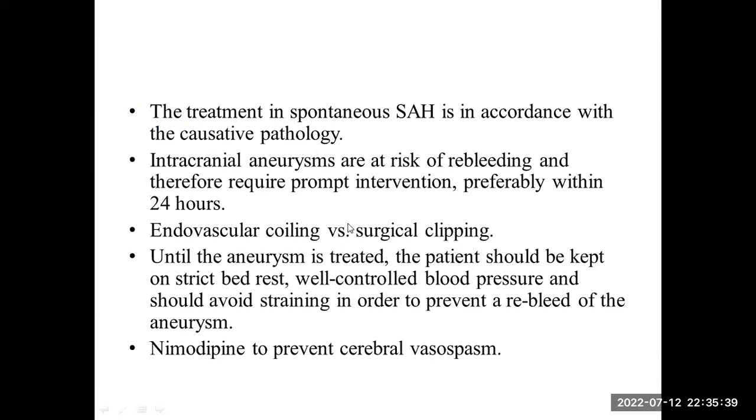Finally, let's talk about the treatment of subarachnoid hemorrhage. When you talk about spontaneous subarachnoid hemorrhage, the treatment will be according to the causative pathology, whether it's a perianeurysm or an AVM. Regarding aneurysms, which are the most common cause, the main problem is the high risk of rebleeding. This is the main complication associated with subarachnoid hemorrhage, especially due to aneurysms. There is a high risk of rebleeding.